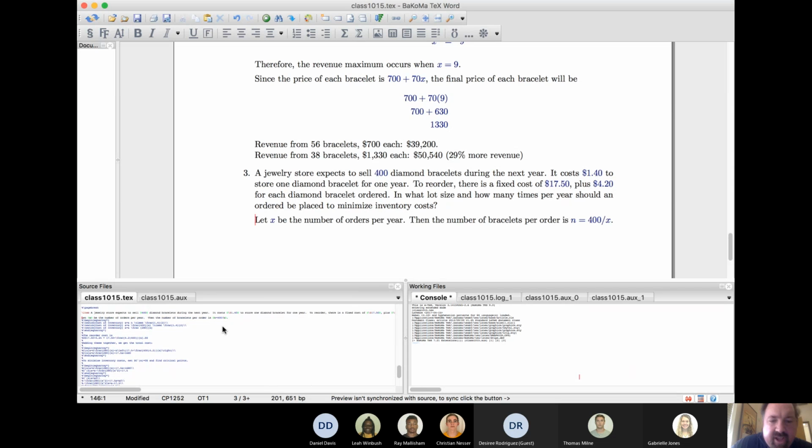So like before, X is the number of orders per year. So then the bracelets per order is 400 divided by X. So the grand total will always be 400. So now we need to describe the inventory cost. So this is the cost of really storage.